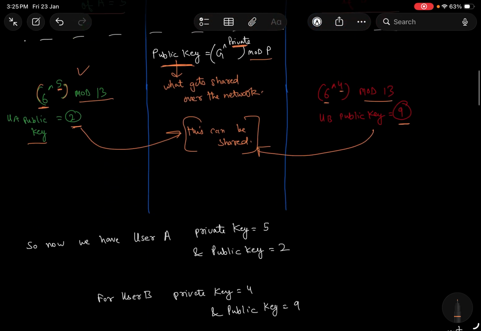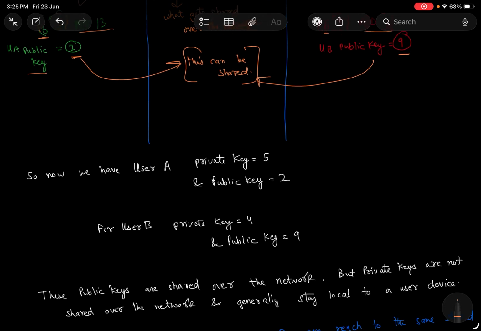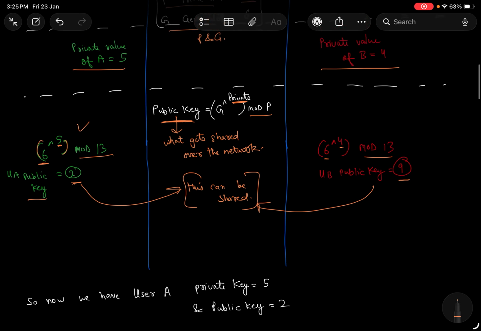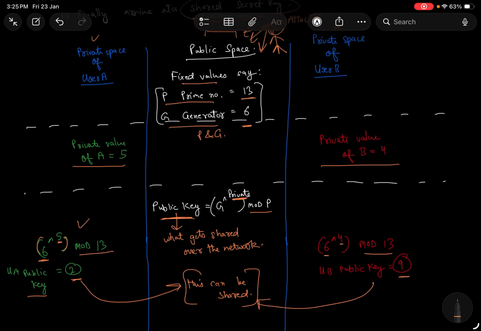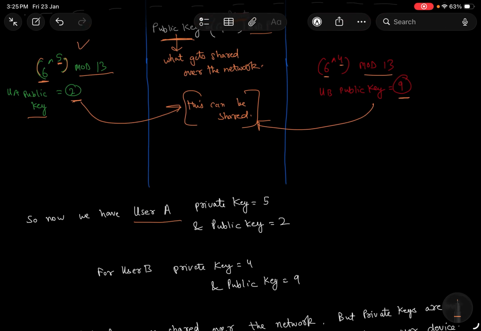So what's all the purpose of this? Let's see that in a bit. So now what you have for now is a couple of values. You have P, which is a fixed value. You have G, which is a fixed value. And then you have a couple of values for user A.